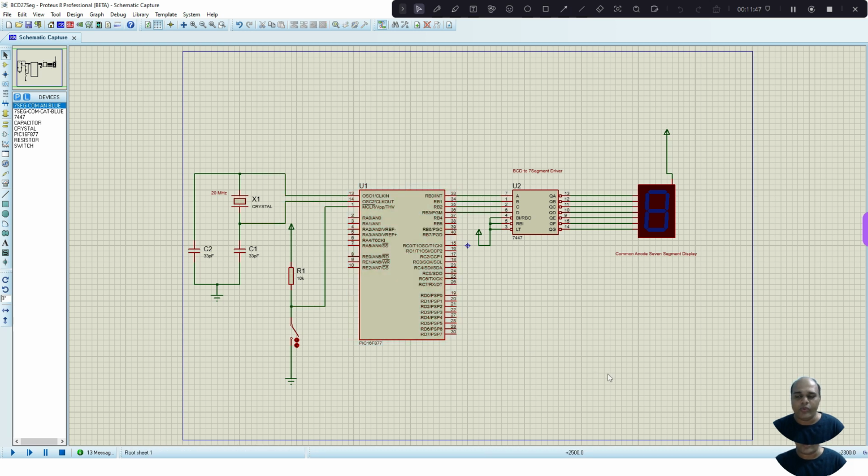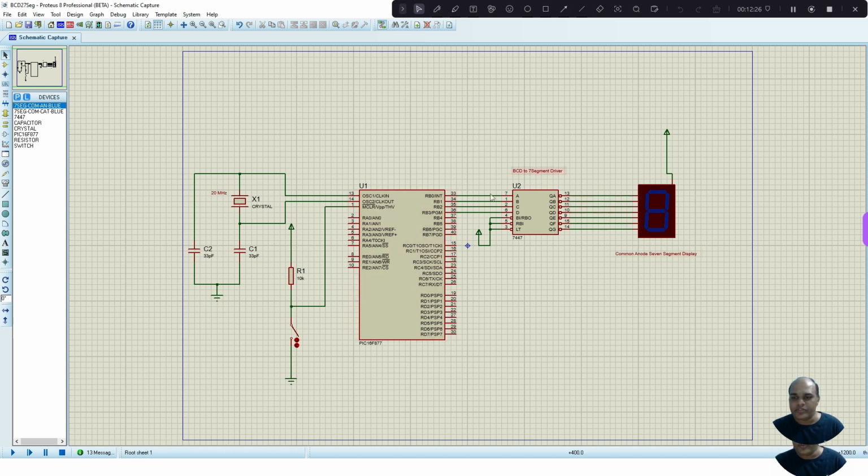Now let us check how it works. Just by pressing this play button on the bottom left corner, we can see the output. You can see 0, 1, 2, 3, 4, 5, 6, 7, 8, 9 and then again 0. Since it is in a while loop, it will keep on continuing. So this is the method through which a simple 7 segment display can be connected to your microcontroller.